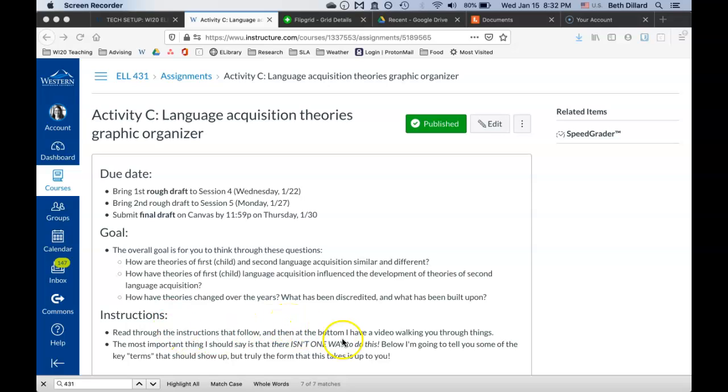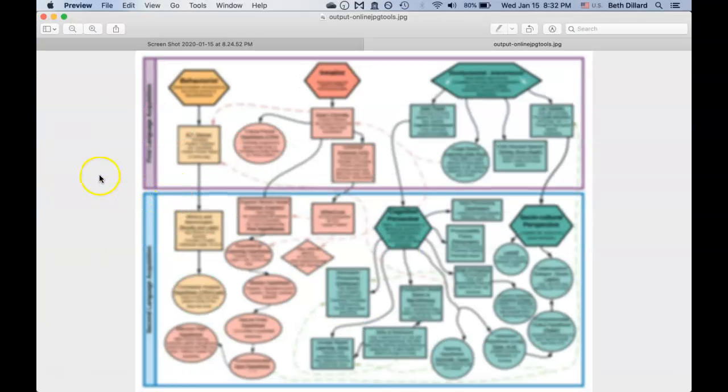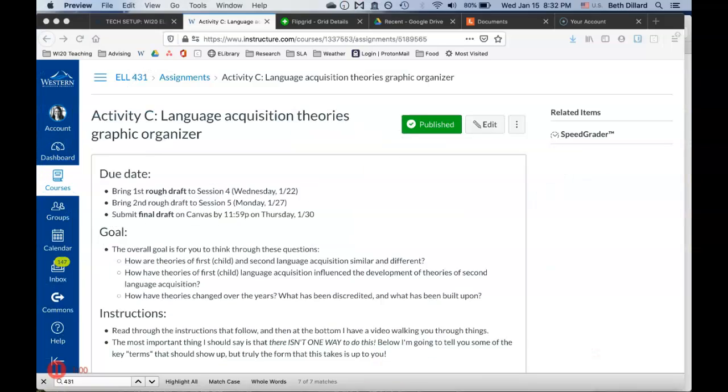So I'm going to show you a picture of one from last year. I've blurred it out because obviously I want you to do your own work. But here's one really great example that somebody put together last year. And I'm going to talk you through the pieces and then come back and show you how they did it. Okay, so this is one example of how it might look at the end. It could look very different.